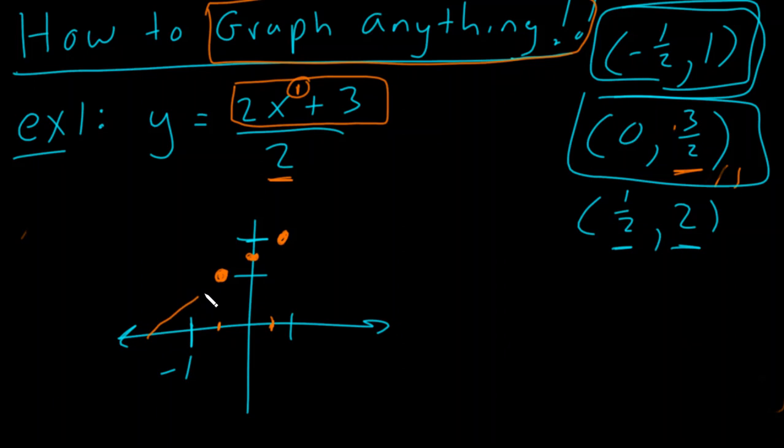So we can just draw a straight line going through there, and there's our graph. You can pick any x values, and you can pick easy x values and you can pick difficult x values. But so long as you pick any 3 x values, you can find their outputs and you can graph the function. Let's try another example.